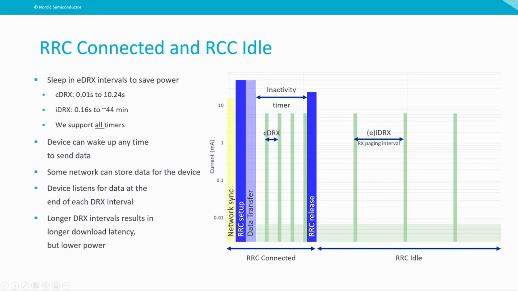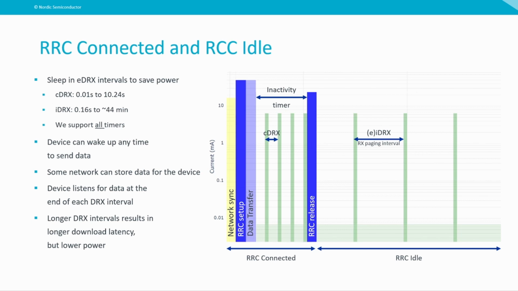So let us take a close look into the RRC connected mode and RRC idle mode. On the right hand side here you can see a figure showing the current compared with the time, and we start with RRC connected mode. You have the network sync at the beginning, then we have the RRC setup, and then you have your data transfer. So the nRF9160 can send, for example, UDP data to a server.